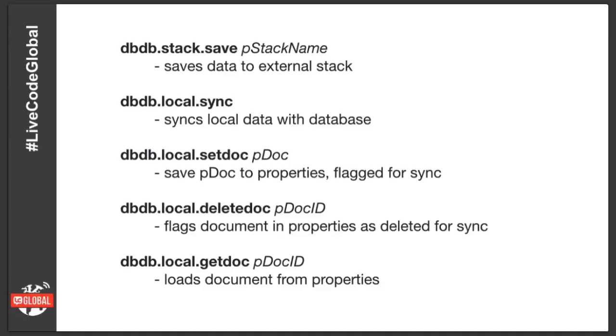So the local set doc saves the document to the properties and flags it for synchronization, either as new or as having been altered. The delete doc does similar. You just send in the ID and it's going to flag the document in properties as deleted. And then get doc just loads the document from properties. And I'll be using all of these commands in this app.